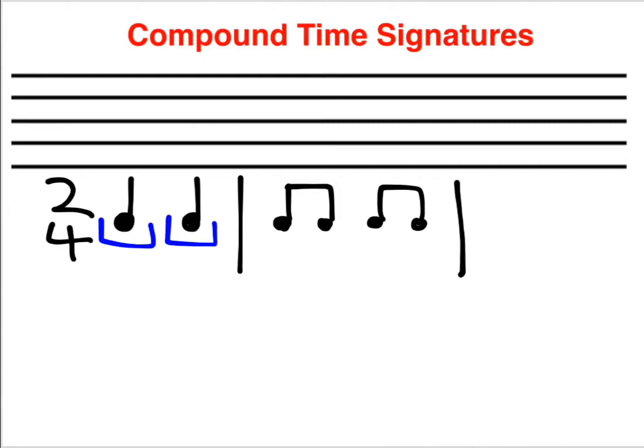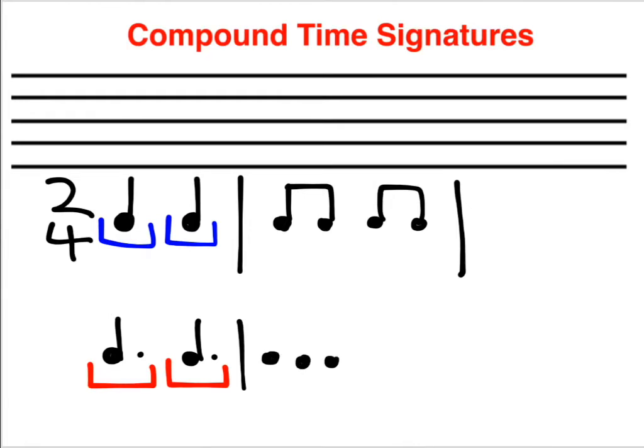But say I want two dotted crotchet beats in a bar. That's going to be a compound time signature, because these are your beats now, and each beat in a compound time signature can be split into three equal parts. I'll just draw that for you to show you.